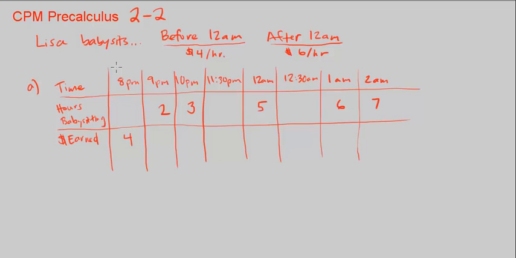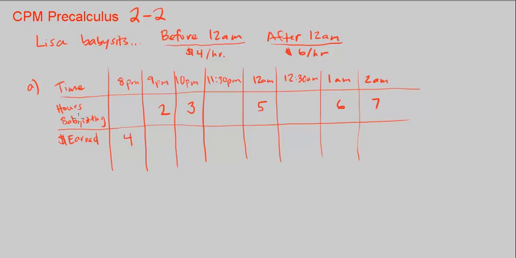She begins her job at 7 p.m. Complete the table below for the total amount of money Lisa makes. So here's what we're given. The time row is 8, 9, 10, 11:30, 12, 12:30, 1, 2. That's just the time. We know she starts at 7 and she's getting off at 2.